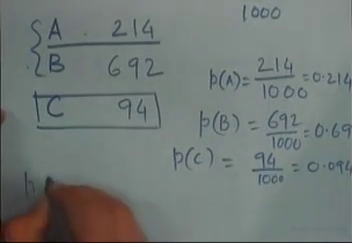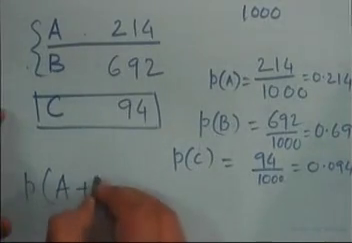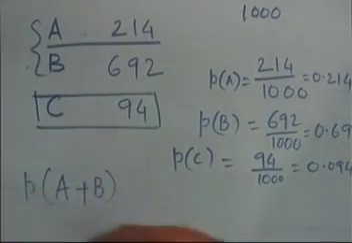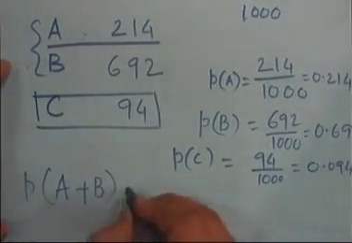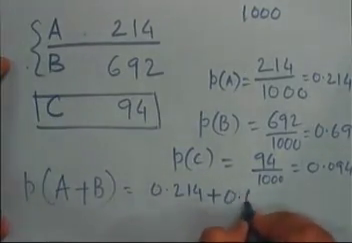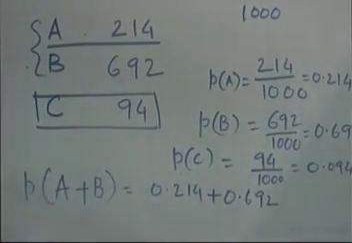And that is what is known as additive probability. I write it like probability of getting either product A or product B. Whenever you find this statement or, you have to add the probability values. So how will I do this? It will be simply 0.214 plus 0.692. This is the probability of getting passable grades, which includes probability of getting product B as well as product A.